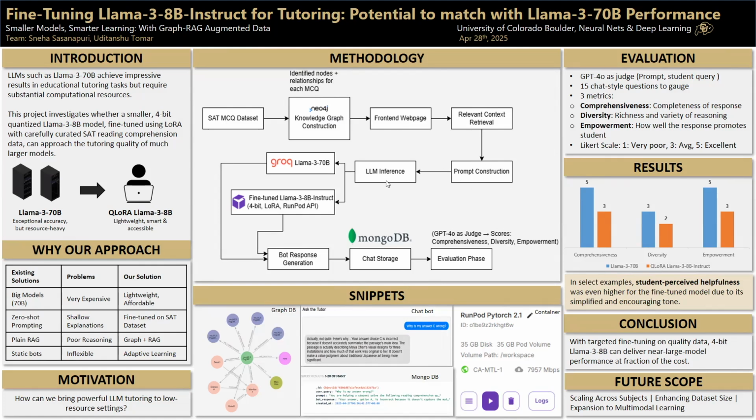We have also built a backend FastAPI server to connect this chat interface to the LLMs. The prompt from the prompt construction stage is passed to the LLM for inference in two ways. One is through the standard Llama-3-70B model through the Groq inference engine, and the other, which we are aiming at, is the fine-tuned Llama-3-8B-Instruct model.